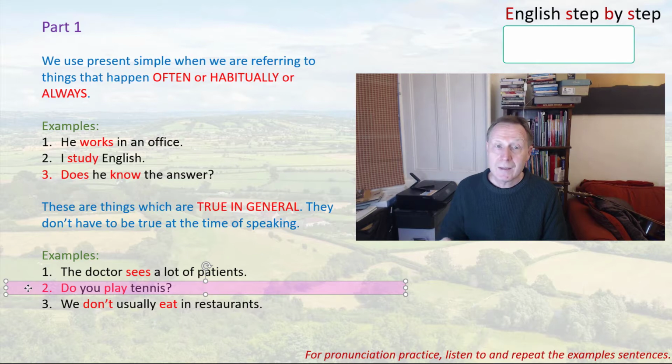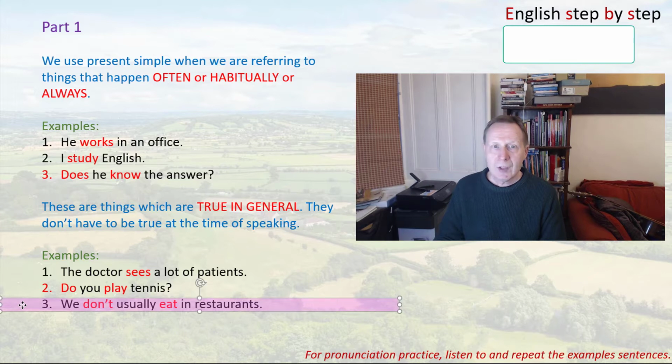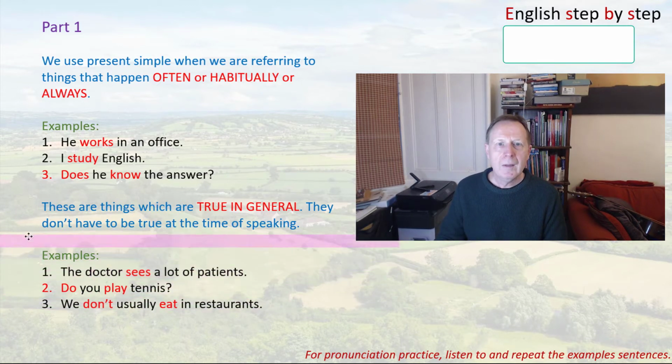Do you play tennis? That means, is this something you do as a habit? Now, maybe at the moment you're not playing tennis, but the question is not about now. The question is about something that is repeated. Here's a negative example. We don't usually eat in restaurants. Now here we can say usually. Maybe at the moment we are eating in a restaurant, but usually we don't eat in restaurants. So that's what it means when it says they don't have to be true at the time of speaking.